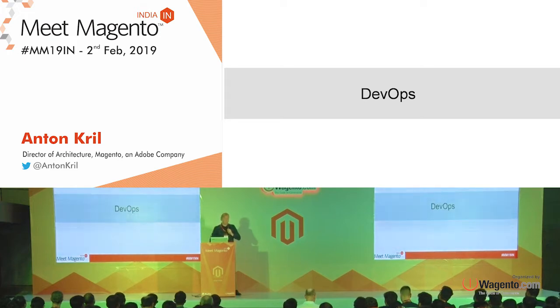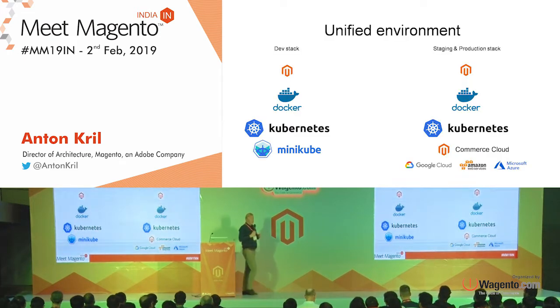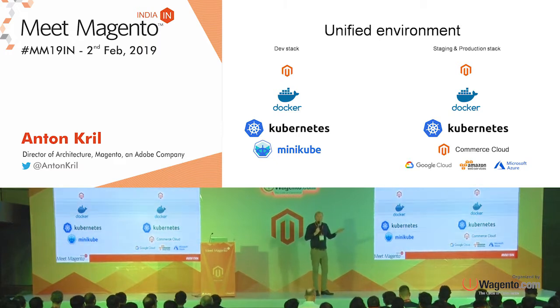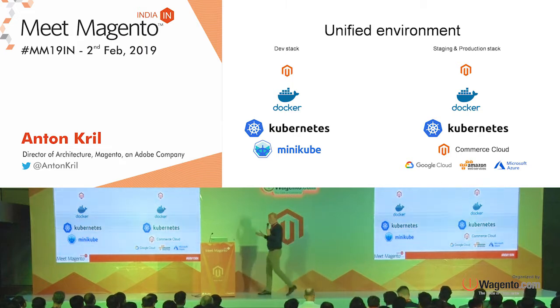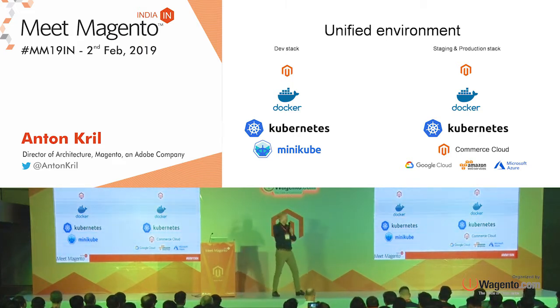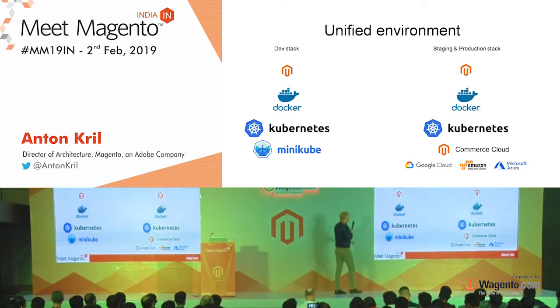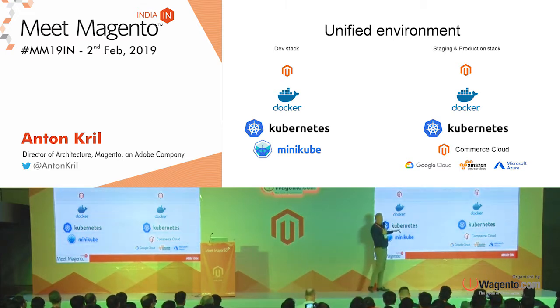Now DevOps, very important thing. If you have a distributed application, how do you manage it? It's much harder to manage multiple instances of an application than a single monolithic application. So our solution for that, at least for now, is to use a unified platform. For today, the unified platform is Docker, Kubernetes.